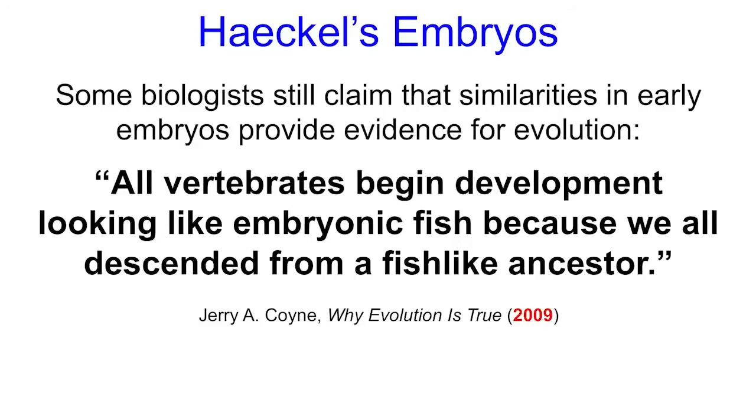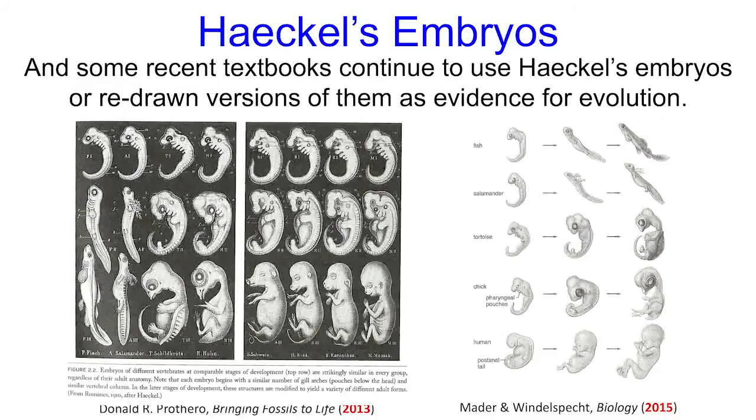Yet, years later, we still have evolutionary biologists claiming that the embryos are most similar. Here's Jerry Coyne from the University of Chicago: "All vertebrates begin development looking like embryonic fish because we all descended from a fish-like ancestor." Totally false. Textbooks. Here's a 2013 textbook, 2013, using Haeckel's drawings as evidence for evolution.